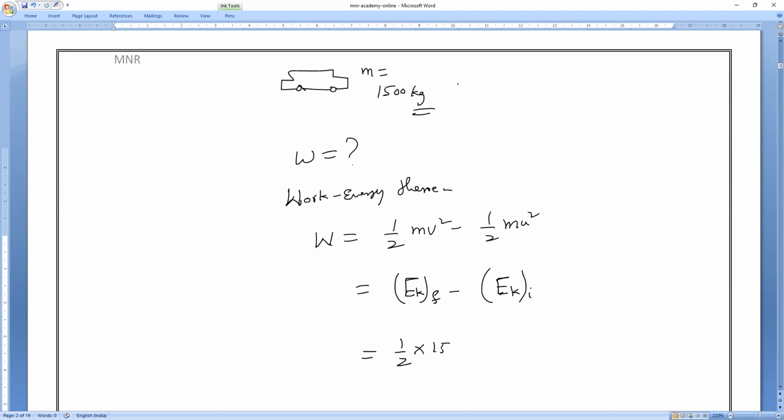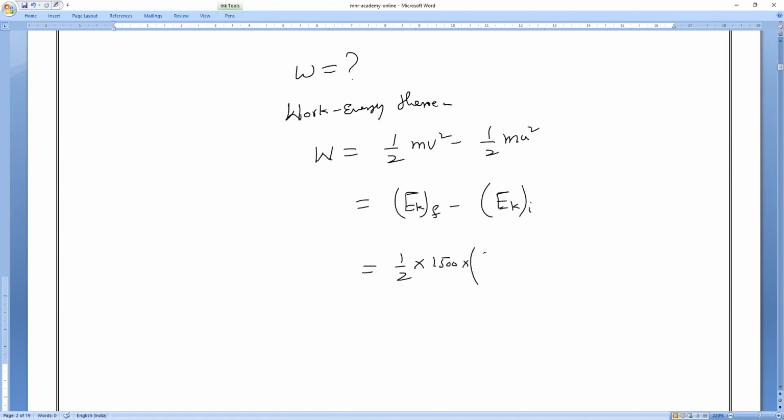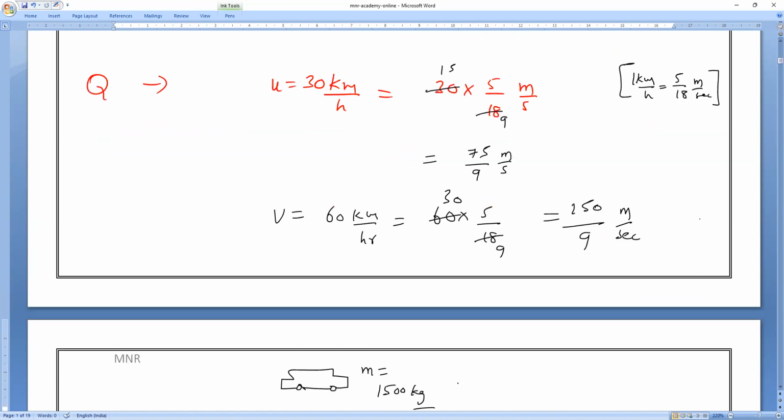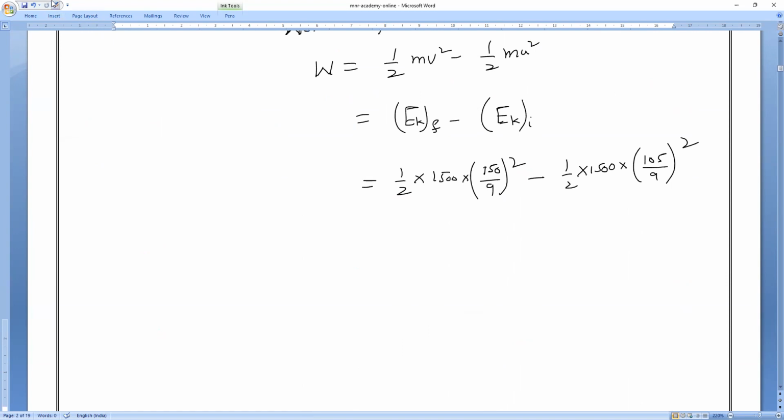So I will go with that. Half into mass 1500 into final velocity. Final velocity is how much, everybody? 150 divided by 9, whole square. You can go with the simplification, but you have to solve it. Minus half into 1500 into 75 by 9 whole square. Am I right? 75. Okay, everybody, solve it now.